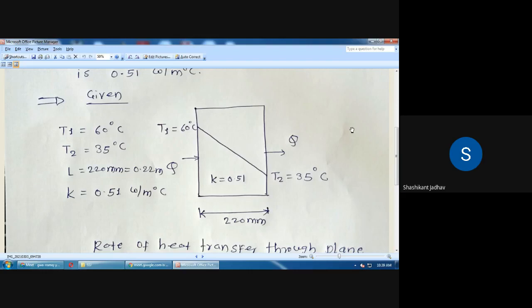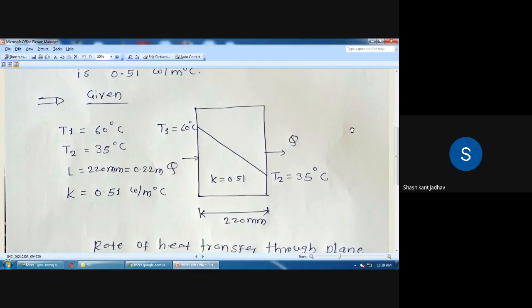And we know the standard equation for the rate of heat transfer through the plane wall. We have derived the equation for heat conduction through the plane wall. The final equation we got is Q is equal to K into A into T1 minus T2 divided by L. Okay. Q is equal to K into A into T1 minus T2 divided by L.